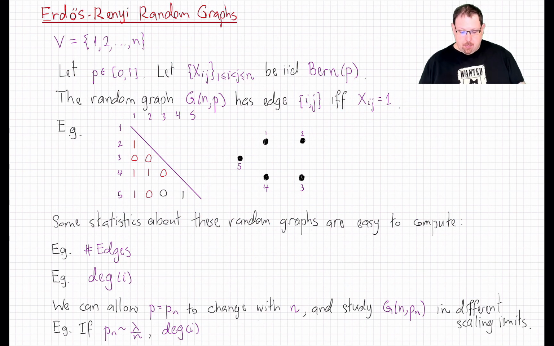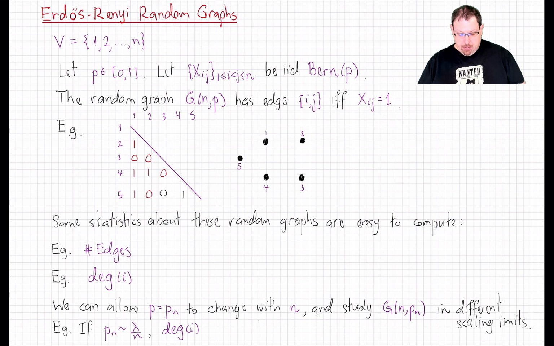If we want to be a little more pedantic about that, what that means is that we fix a triangular array of IID random variables, in this case all of them IID, not just along each row of the triangular array. They all are Bernoulli p random variables. And we form the graph, which we call G(n,p), which is a random graph, to have an edge between i and j if and only if the random variable x_ij takes the value 1.